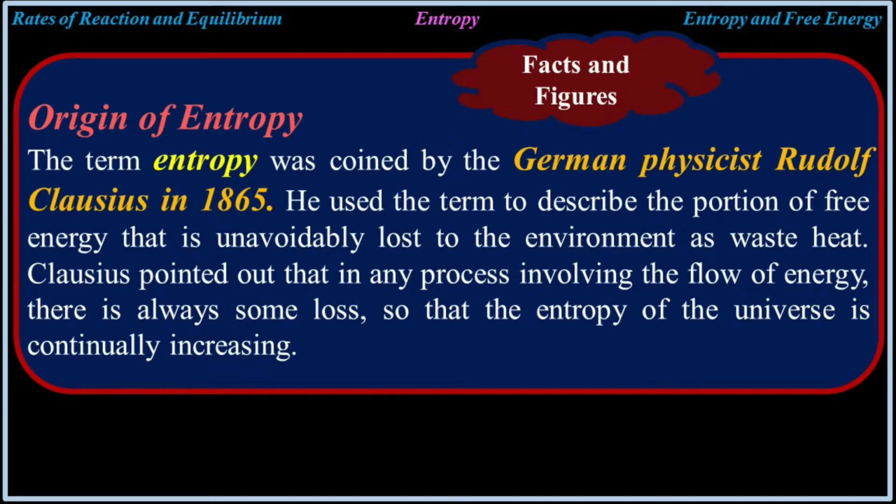Origin of entropy. The term entropy was coined by the German physicist Rudolf Clausius in 1865. He used the term to describe the portion of free energy that is unavoidably lost to the environment as waste heat. Clausius pointed out that in any process involving the flow of energy, there is always some loss, so that the entropy of the universe is continually increasing.